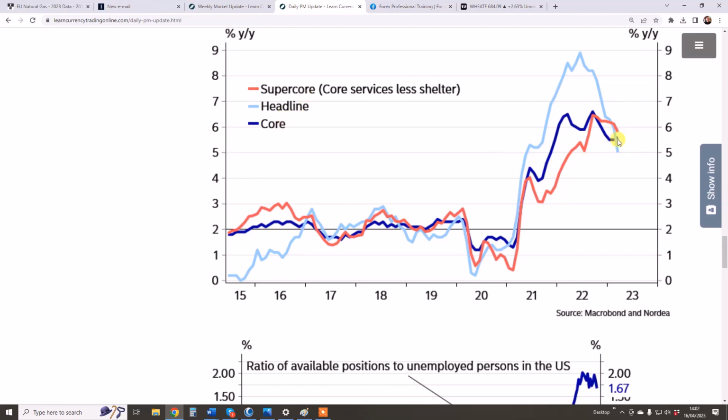Core, the Fed are focused on. Look at it, it's not coming down at all, is it? It's basically flatlining or just going a little bit to the upside. Now, it's a long way from the Fed 2% target.